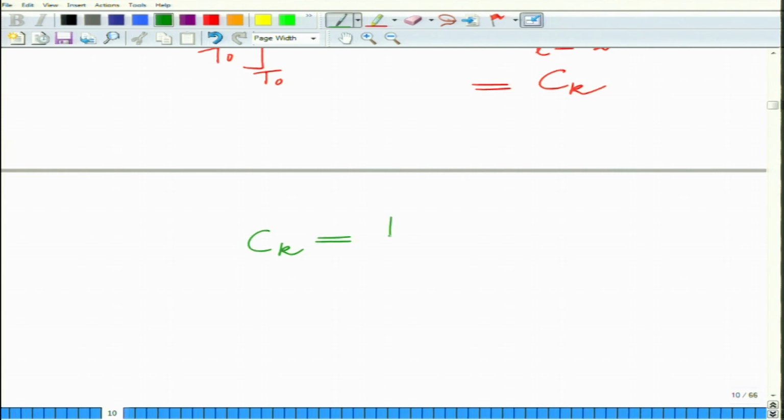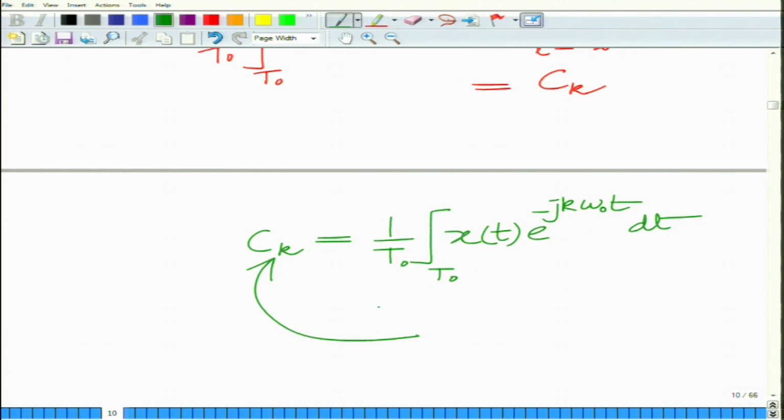So we have demonstrated that C k, the kth Fourier coefficient, can be evaluated as 1 over T naught integral over T naught of x t e raised to minus j k omega naught t dt. This is the kth Fourier coefficient corresponding to the complex exponential e raised to j k omega naught t, that is, corresponding to the kth harmonic at the frequency k times omega naught, where omega naught is the fundamental angular frequency.